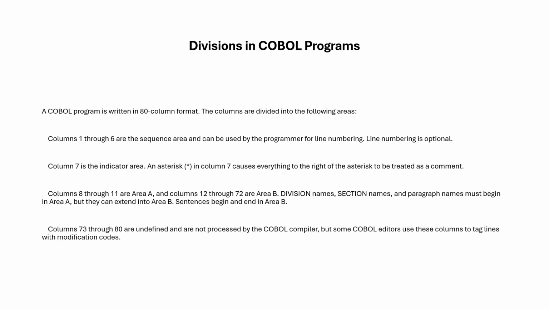Columns 8 through 11 are Area A. Columns 12 through 72 are Area B. Division names, section names, and paragraph names must begin in Area A, but they can extend into Area B. Sentences begin and end in Area B. Columns 73 through 80 are undefined and are not processed by the COBOL compiler. But some COBOL editors use these columns to tag lines with modification codes.